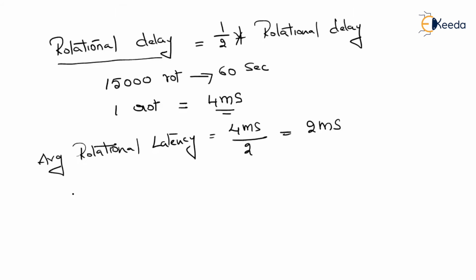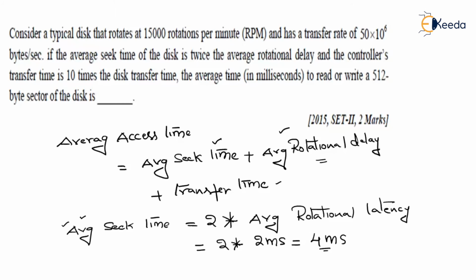Now let us calculate the data transfer time. In 1 second, 50 into 10 power 6 bytes get transferred, as given in the question. That is 50 into 10 power 6 bytes per second. And here we need to read or write 512 bytes, a sector.